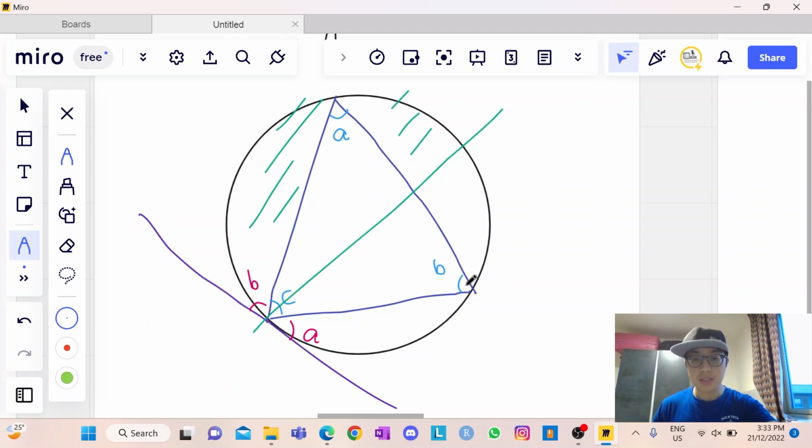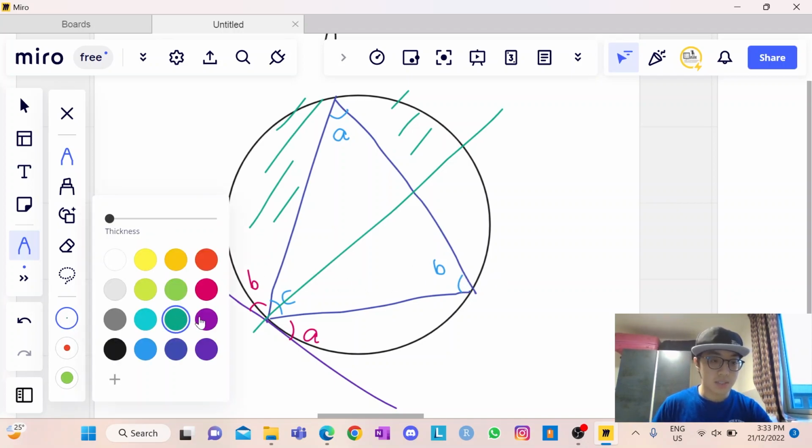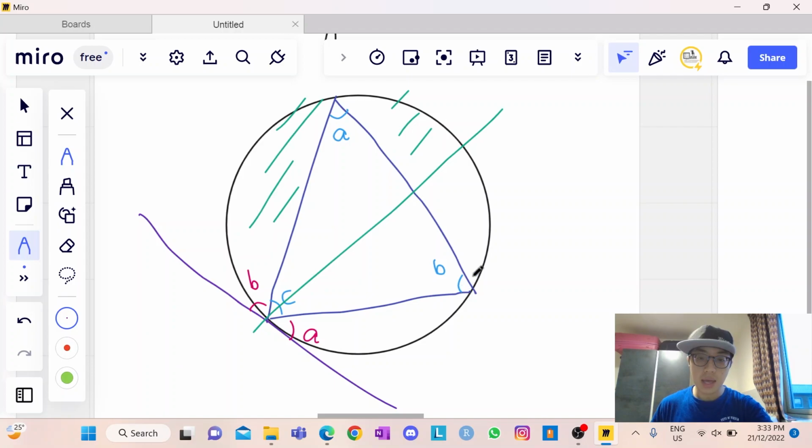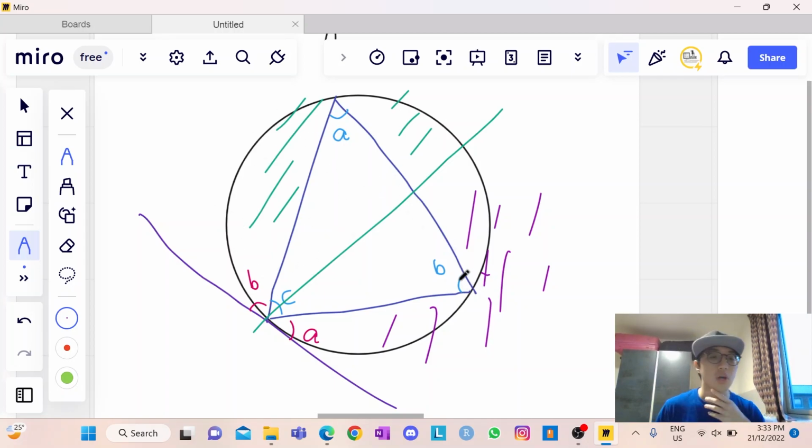So it goes the same as B. B takes the region, right? The angle B here takes the region right here. Therefore, B will take the region here where it's not the region of the B inside the triangle. All right, so I hope you can see it.